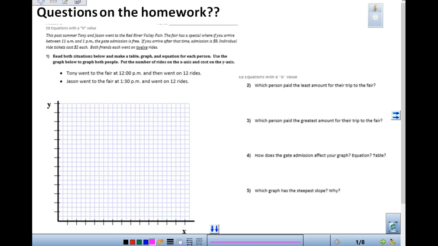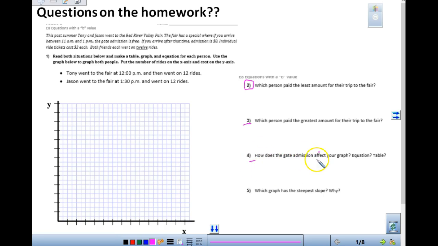Looking at E8, making the table and the graph for number 1. We kind of started it in class, so now you are looking at answering these questions. This is the E8 that you still should have in your workbook that has the questions. Which person paid the least amount at the fair? You should have been able to answer the most. Which person had the greatest amount for their trip?